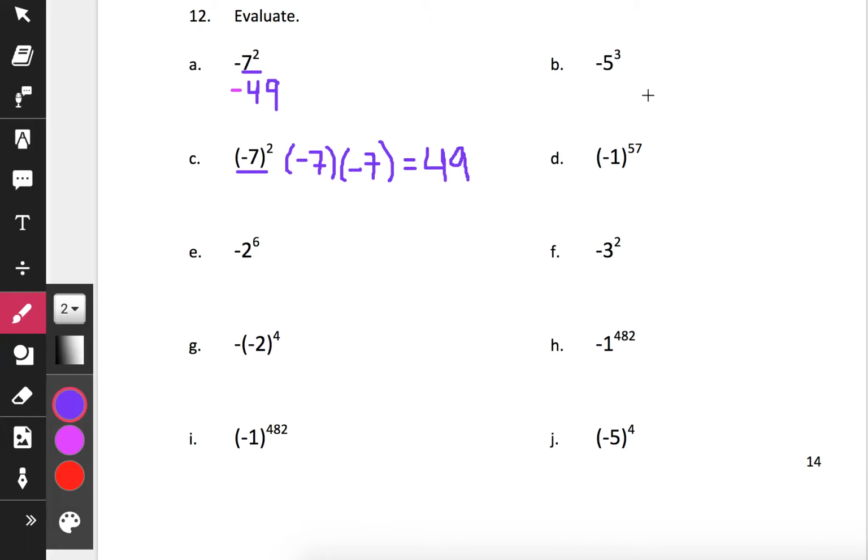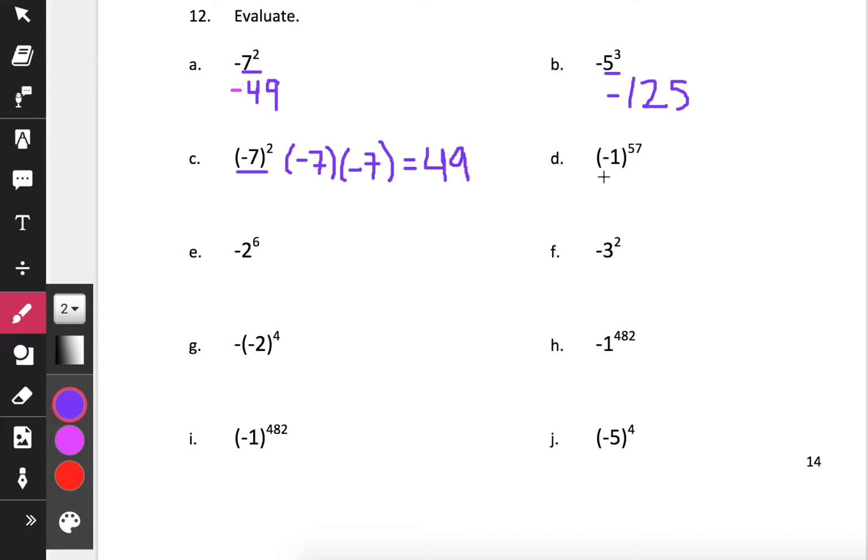Going back up to B, negative 5 cubed. So the 3 is only attached to the 5. So we're going to do 5 times 5 times 5, which is 125, and then the negative attaches.